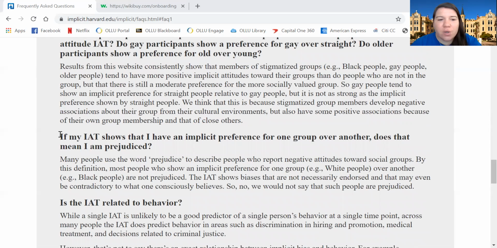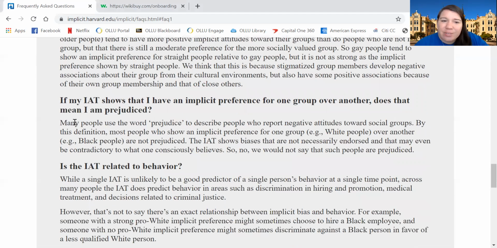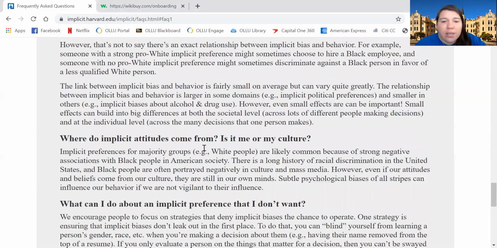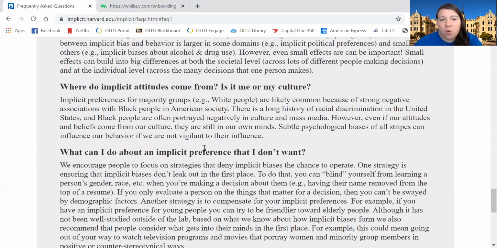So again, here's another great question. If it does show that you have a moderate preference for a certain race over another, it does not necessarily mean that you're prejudiced, right? You may have some implicit preferences for one group over another group, but that's not necessarily a prejudice that you have. So again, these are all some really great questions.